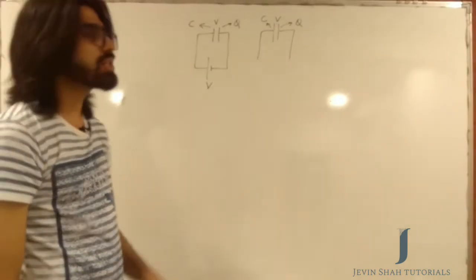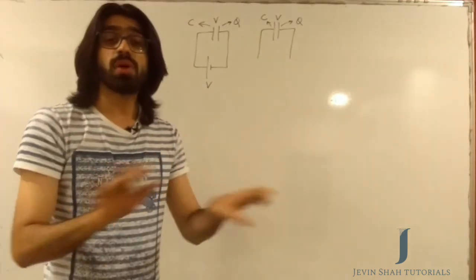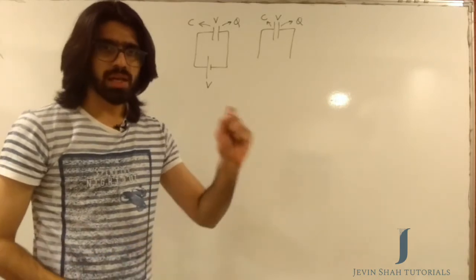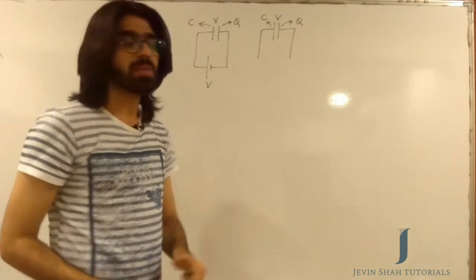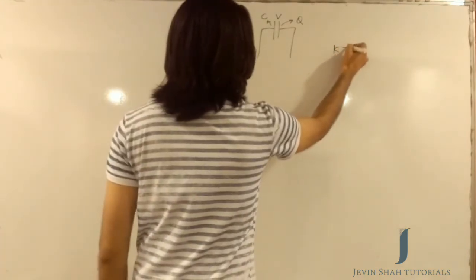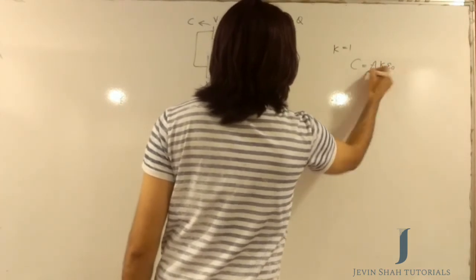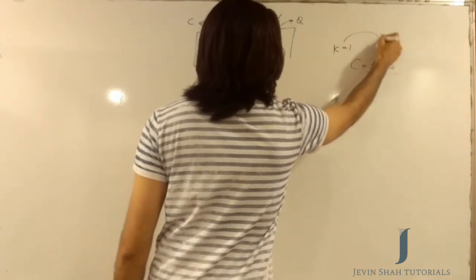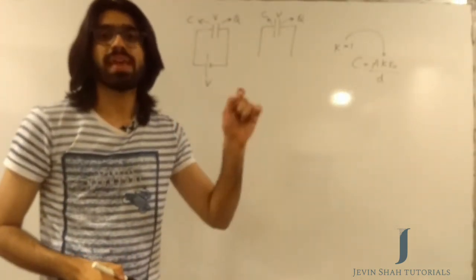The only difference is you have kept the battery connected in the first case, and in the second case you have disconnected the battery. If the capacitor had only air filled in between, then the value of K would be 1. You had capacitance as AK epsilon naught upon D. The value of this K will be 1 if it was a capacitor filled with air.